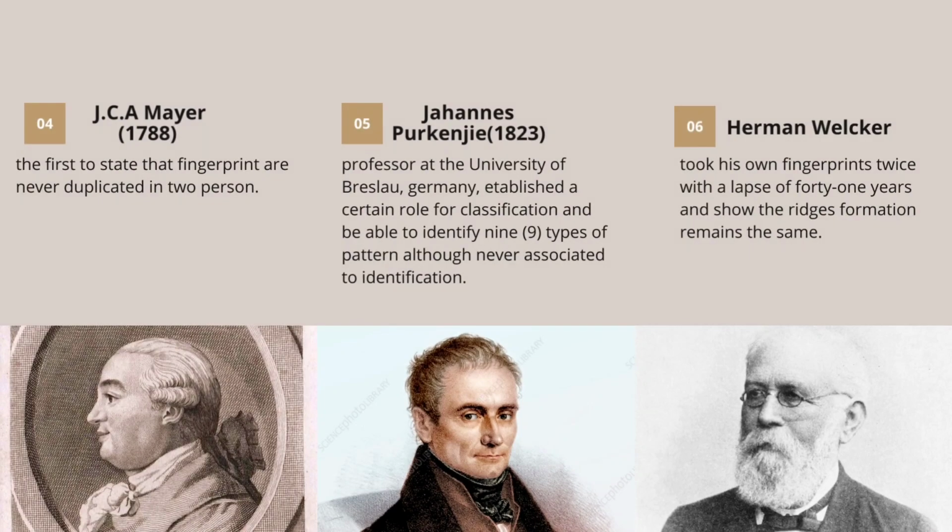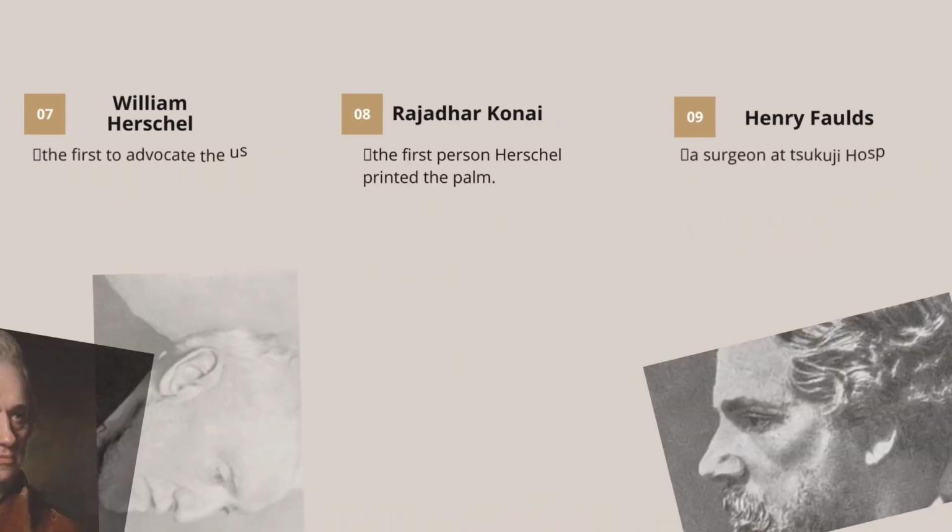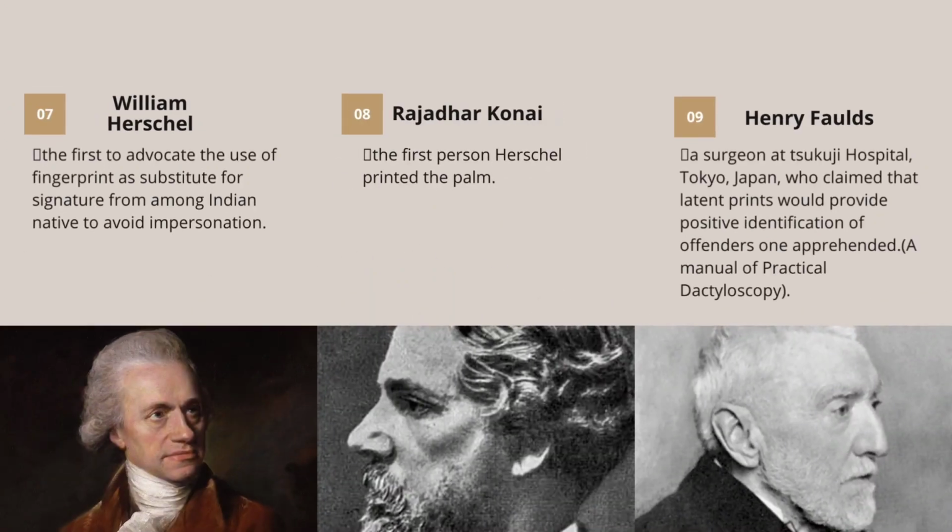William Herschel was the first to advocate the use of fingerprints as a substitute for the signature among Indian natives to avoid impersonation. We have Rajyadhar Konai, the first person whose palm Herschel imprinted.